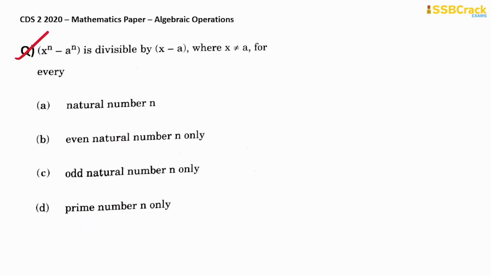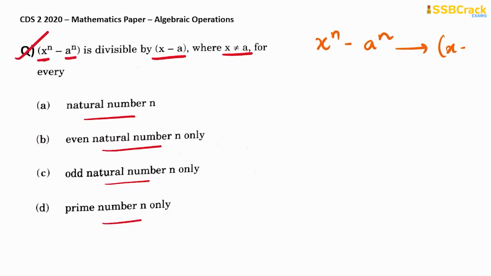So the next question states that x to the power n minus a to the power n is divisible by x minus a, where x is not equal to a, for every natural number n, even natural number n only, odd natural number n only, or prime number n only. Okay. So we are required to find whether x to the power n minus a to the power n is always divisible by x minus a only if the value of n is a natural number, even number, odd number or prime number.